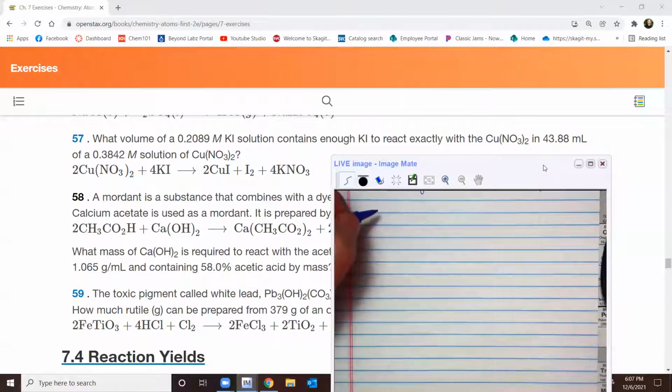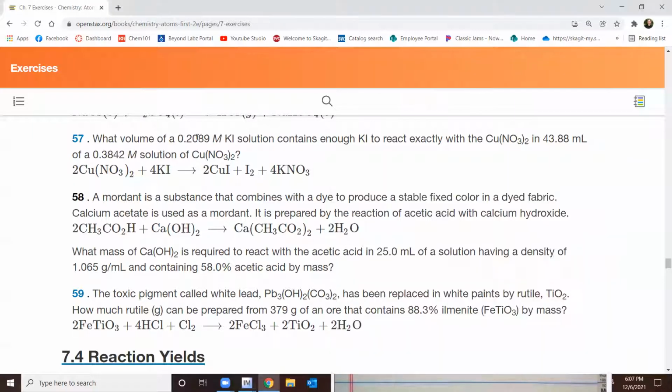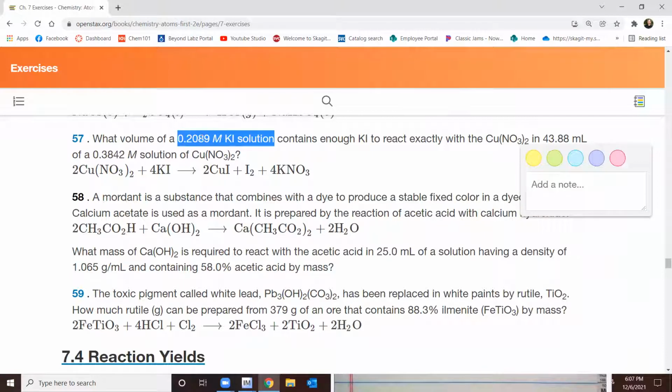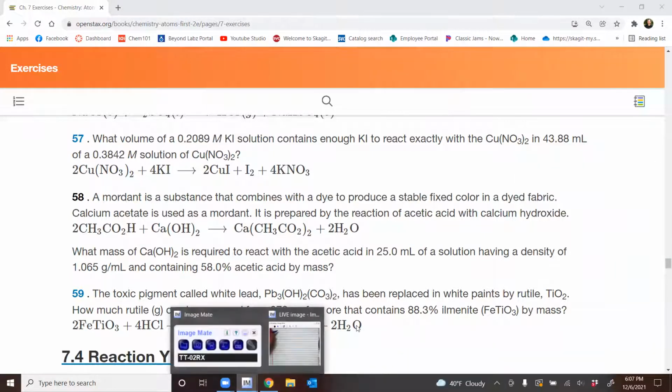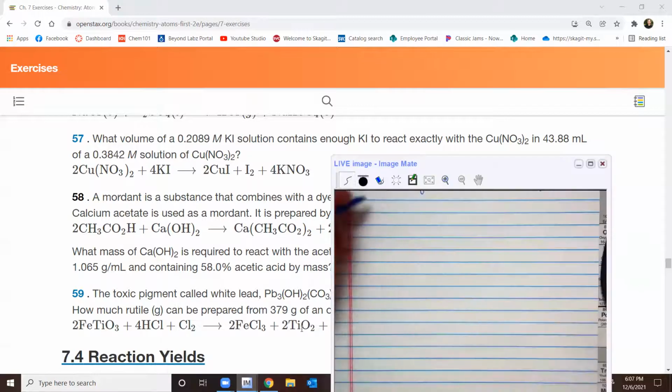So that's our pathway for this problem: solve for a number of moles of copper 2 nitrate, use the coefficients from the balanced chemical equation to figure out how many moles of potassium iodide we're going to react with. And then we can go from moles of potassium iodide to volume of potassium iodide solution using that concentration as a conversion factor. All right, let's give it a shot.